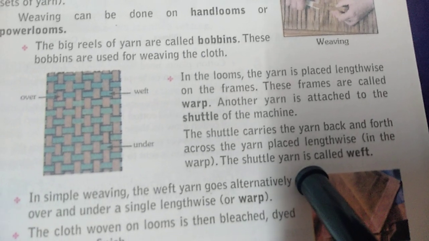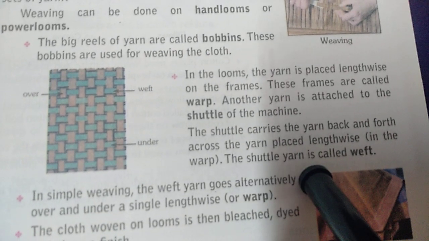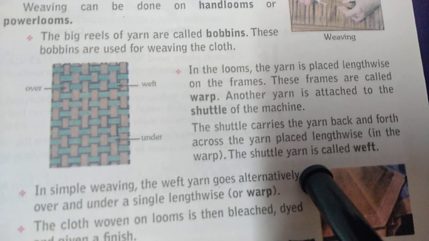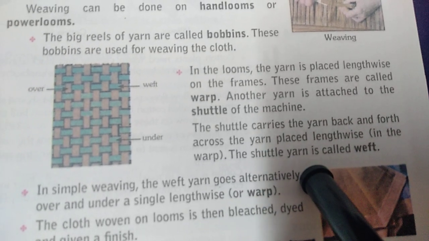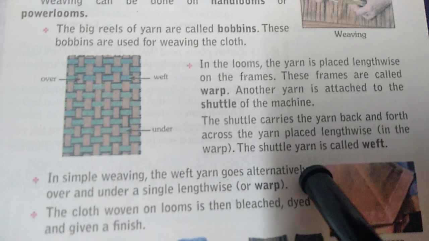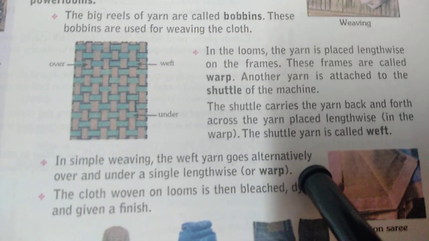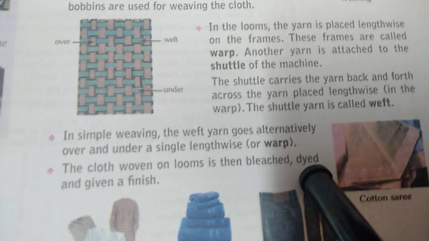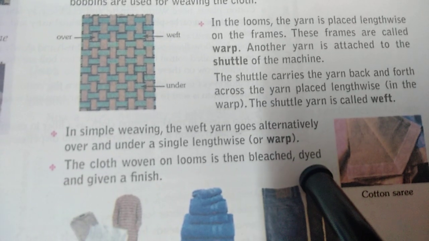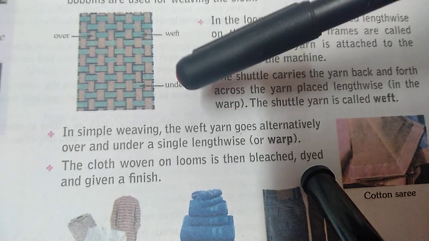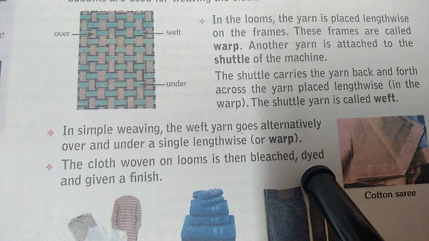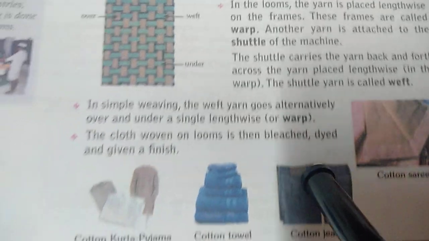Generally in looms, yarn is placed lengthwise on the frames, and these frames are called warp. And the second yarn is attached to the shuttle, and this portion is attached to the machine. This shuttle moves back and forth across the yarn, and later on we will get this arrangement of yarn, and later on cloth is woven.